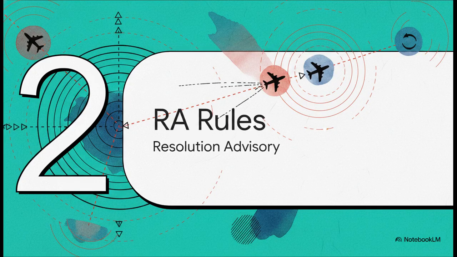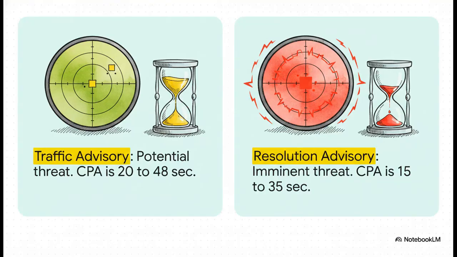Moving on to Section 2, Resolution Advisory Rules. Take a really close look at the rapid loss of time here. Remember, a traffic advisory is a potential threat where you have 20 to 48 seconds to the closest point of approach. But a resolution advisory, or RA, means an imminent threat of collision. You'll get visual indications on your multifunction display and vertical speed indicators giving you adequate vertical separation instructions from the threat aircraft. But the reality check here is that your CPA has completely vanished. An RA means the threat is literally only 15 to 35 seconds away.